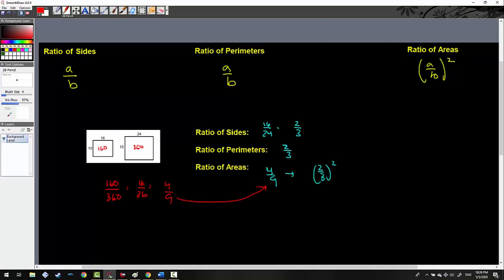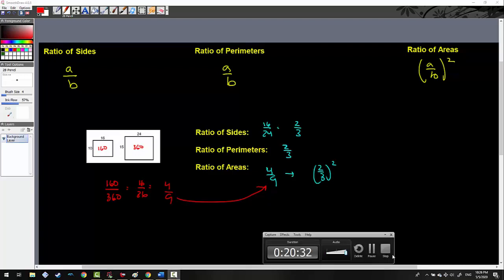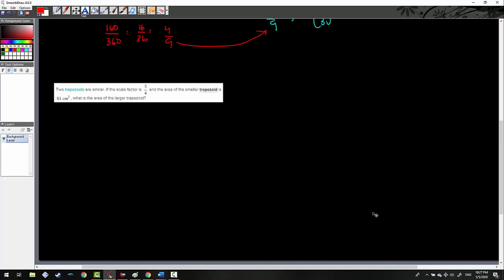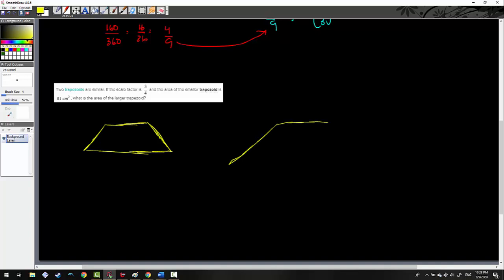Let me give you one that's a little bit more challenging. In this next problem, it says two trapezoids are similar. If the scale factor is 3/4 and the area of the smaller trapezoid is 81 centimeters squared, what is the area of the larger trapezoid? It doesn't really matter what type of trapezoid you want to draw, and actually you don't even have to draw one at all, but I figure the visual might help. This will be the smaller one, and then I'll draw the larger one right here.